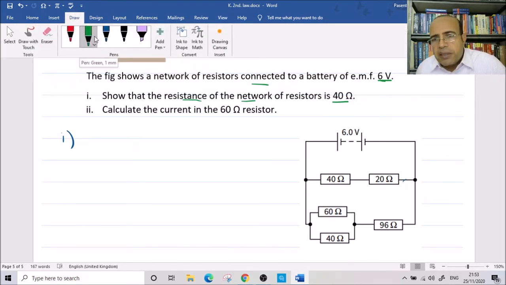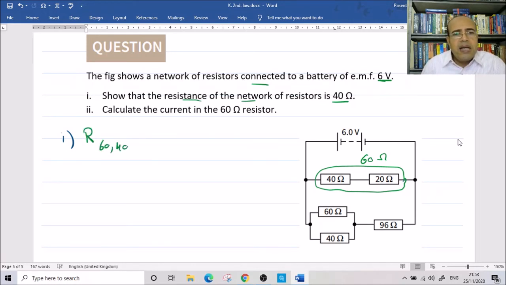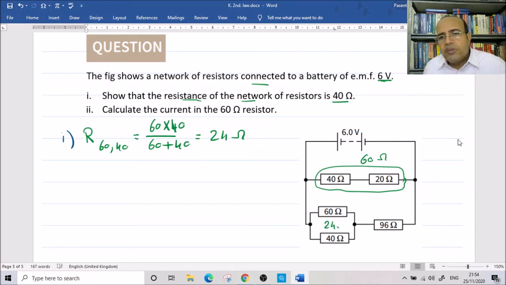The resistors here in this part are connected in series, so we add them up. 40 plus 20 equals 60 ohm. And those resistors, 60 and 40, are in parallel. So we write the total resistance of two resistors in parallel as R1 times R2 over R1 plus R2. It means 60 multiply 40 divided by 60 plus 40. The answer is 24 ohms. So we can replace the two resistors with 24 ohm.